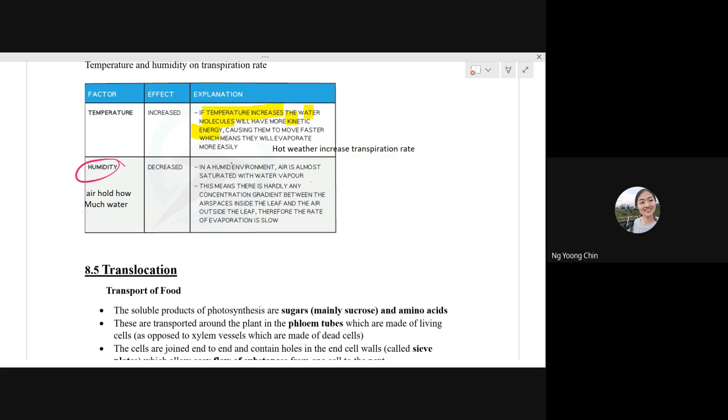So in the humid environments, air is almost saturated with water vapor. If you have very high humidity, it means that inside the air there's a lot of water molecules, a lot of water vapor. The air is full of water vapor in very high humidity air. So this will reduce the concentration gradient, so the rate of evaporation is very low. It's very slow.